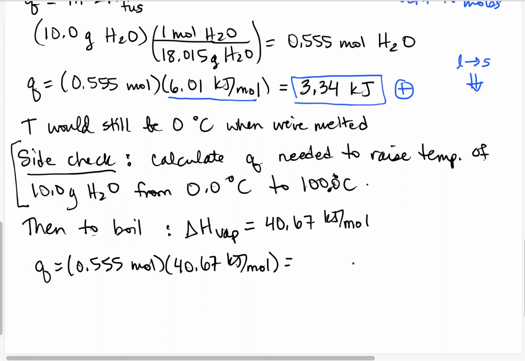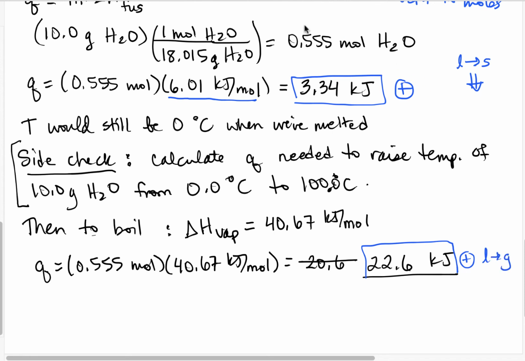So what I got was 20.6. That looks low. Let me check it. Yeah, I think I wrote it down wrong. It's really 22.6 kilojoules. Okay, so this is the amount of energy that we would have to flow in. We'll look at them together here. So this is positive as well. This is going from a liquid to a gas.